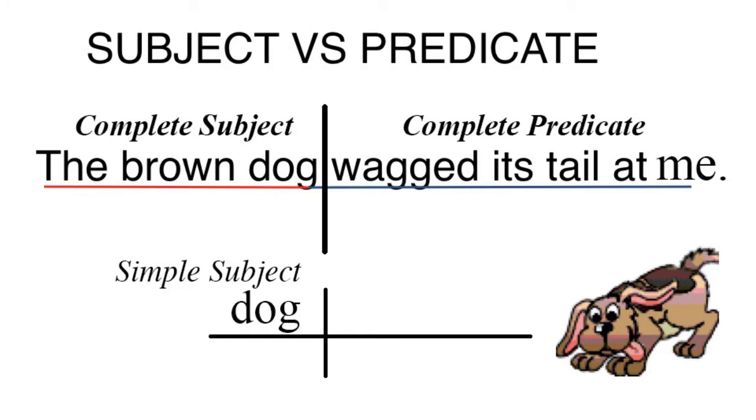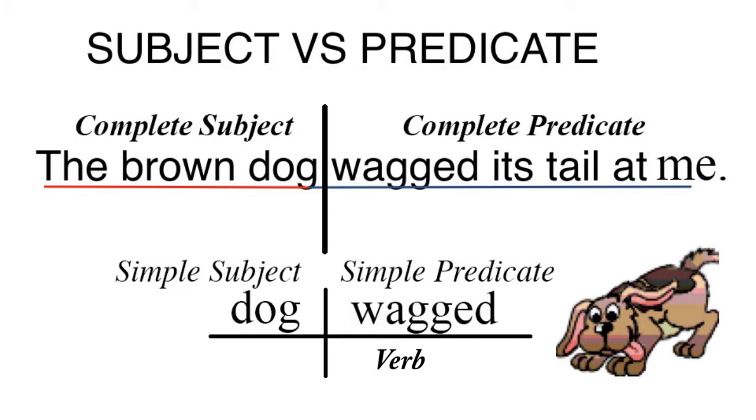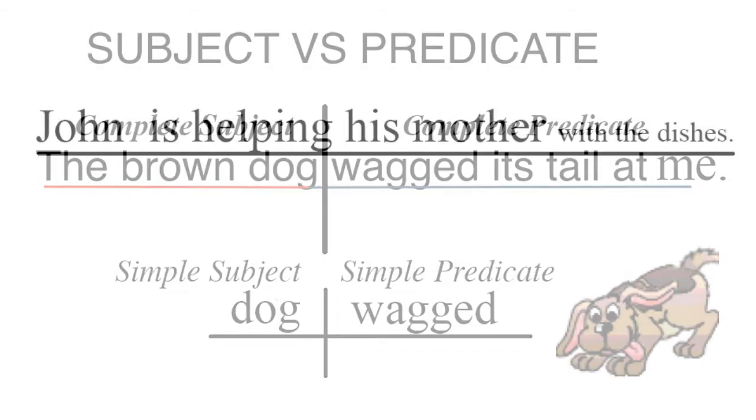In the second part of our sentence, wagged its tail at me, we need to find the simple predicate, also known as the verb. Sometimes it is just one word, and sometimes it has helpers that I'll explain later. So in this sentence, what did the dog do? He wagged. We place the simple predicate, also known as the verb, to the right of the vertical line in the diagram. So let's practice this part with a new sentence.